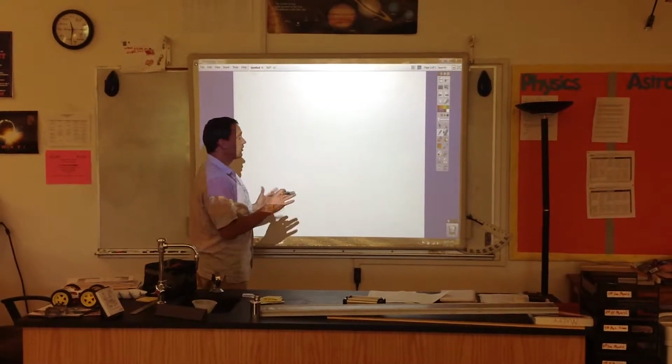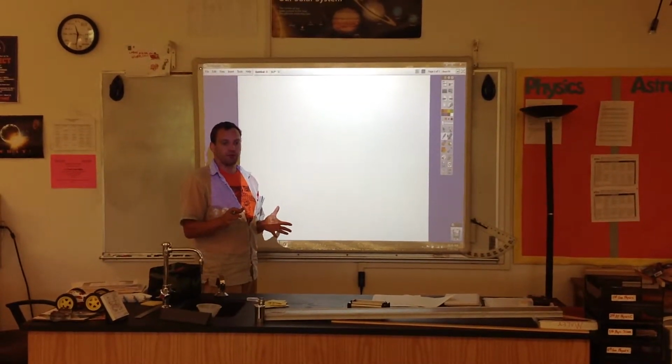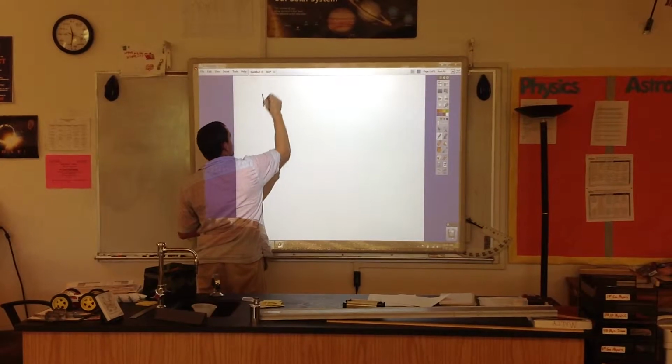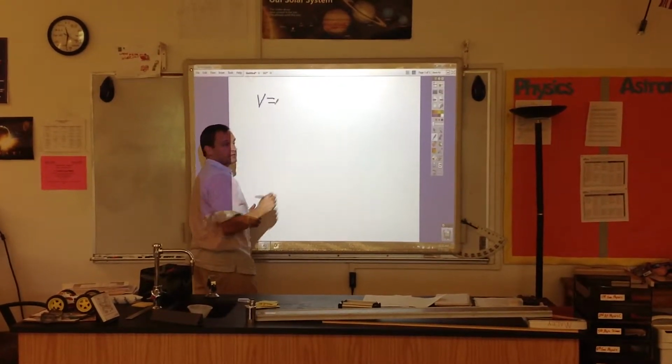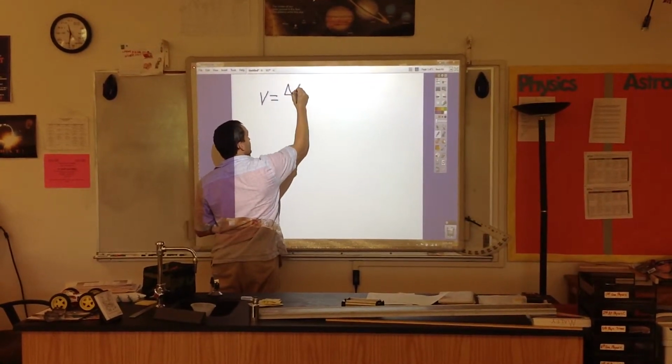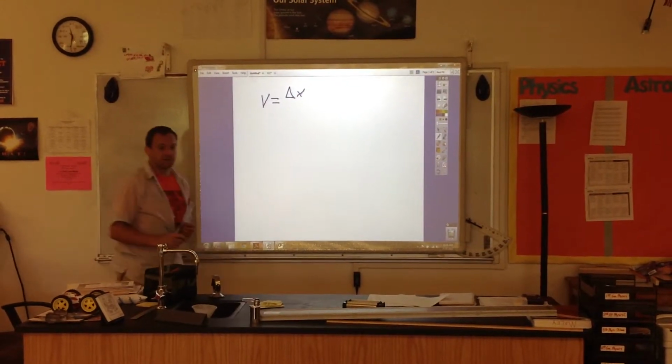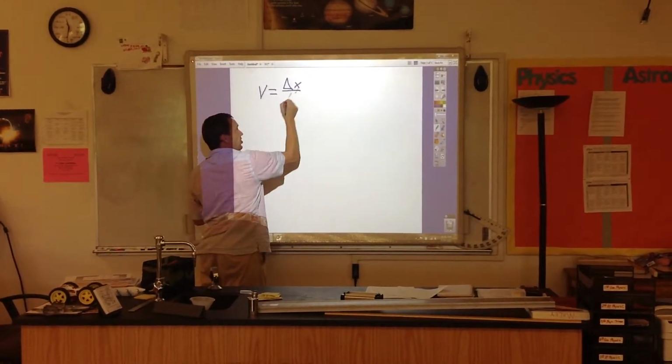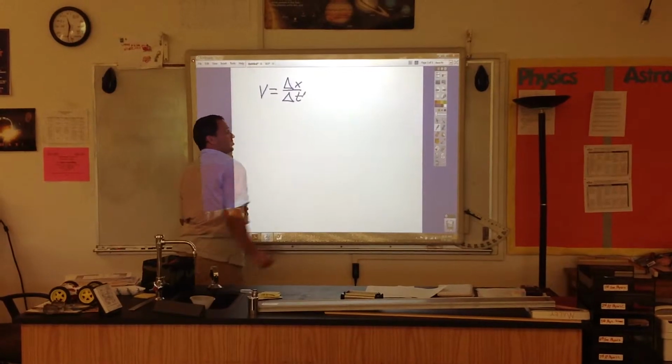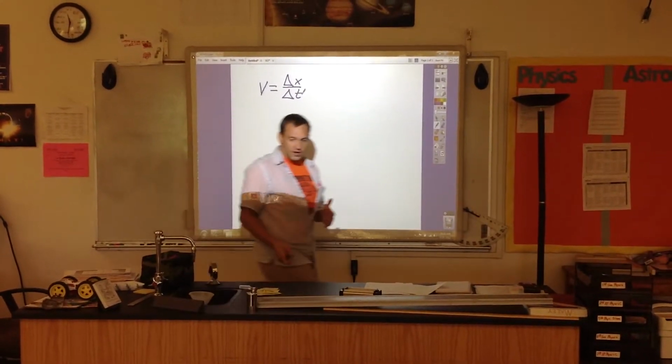Okay, so in this next lab you're going to look at velocity. Now, I want to write down the equation for velocity. The general equation is velocity is equal to a change in position, which we're going to use delta x, divided by a change in time.